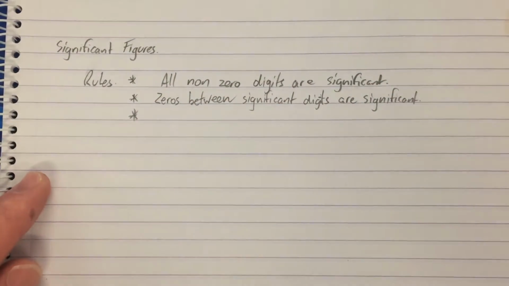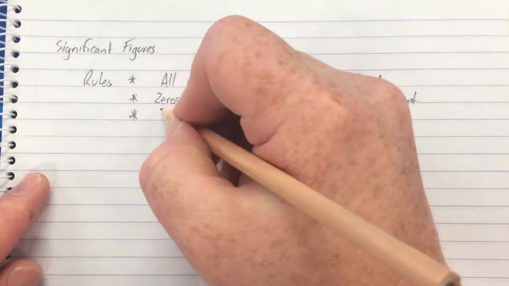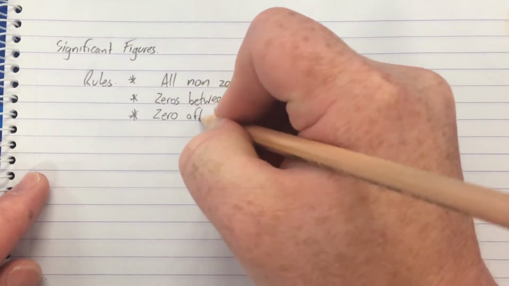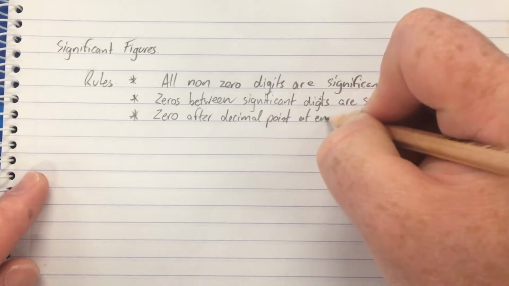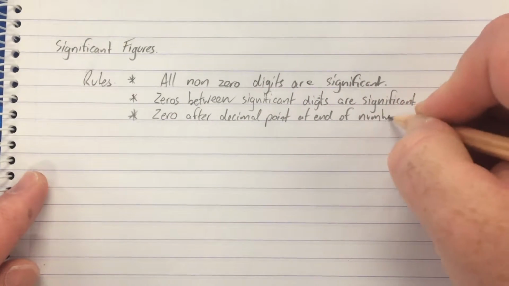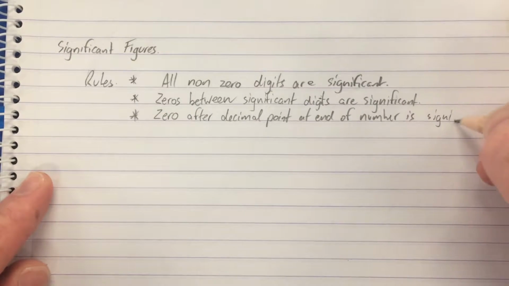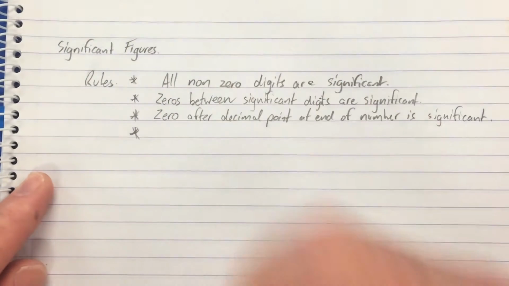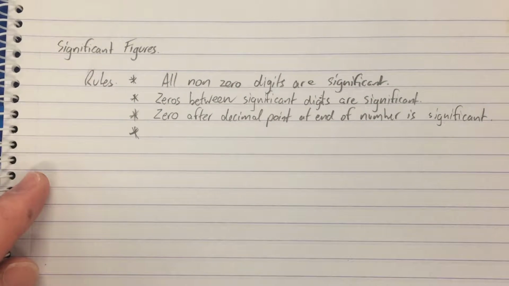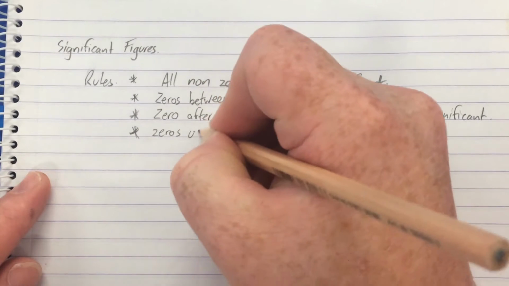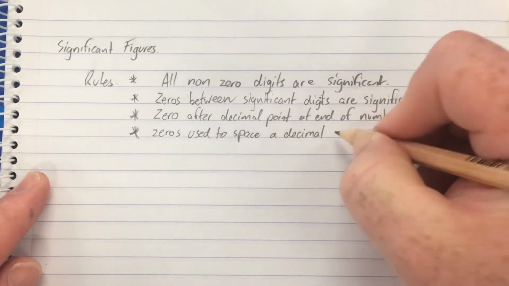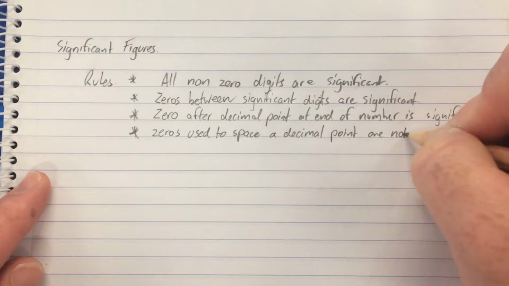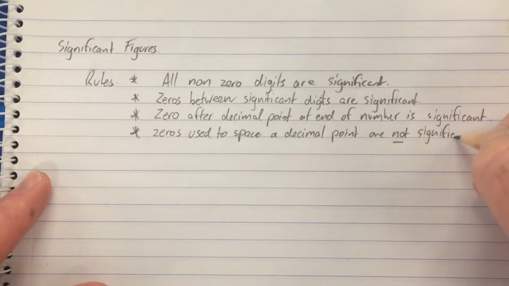A zero after a decimal point at the end of a number is also significant. And lastly, zeros that are used only to space a decimal point are not considered significant.